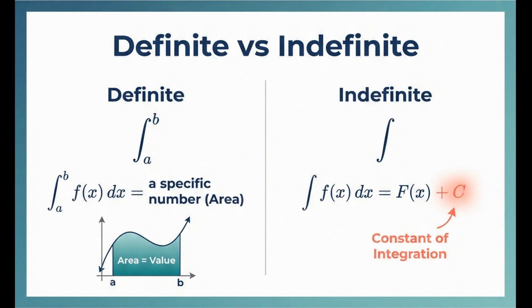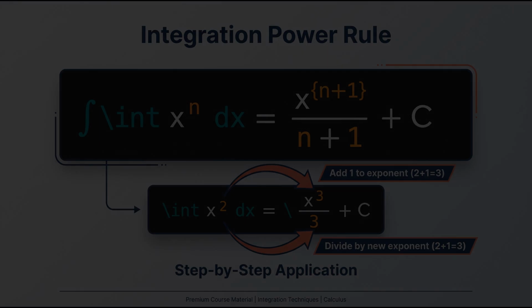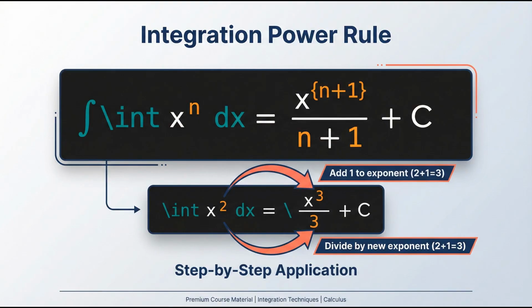There are two types of integrals. A definite integral calculates a specific number, the exact area between 2 points. An indefinite integral finds the general formula, the antiderivative. Because the derivative of a constant is 0, we must always add plus c to our indefinite integrals to account for unknown constants.